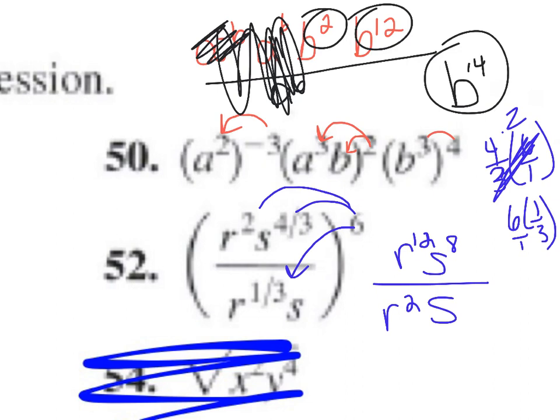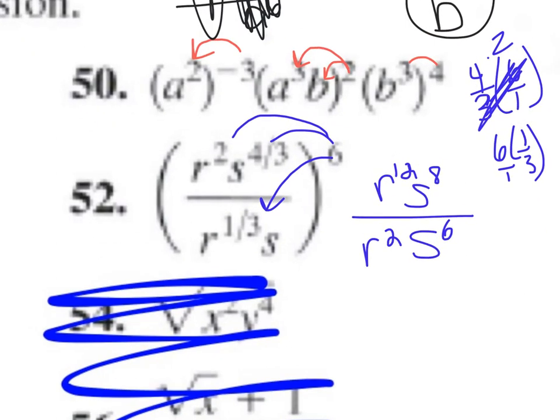Agreed? All right, now do I have the same bases that I'm dividing? Oh, I forgot the 6. Thank you. Do I have the same bases and I'm dividing? So what do I do with the exponents? Subtract. So what's 12 minus 2? So r to the 10th, right? And then s to the 2nd. Good.